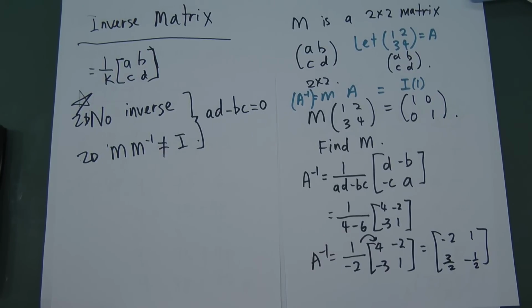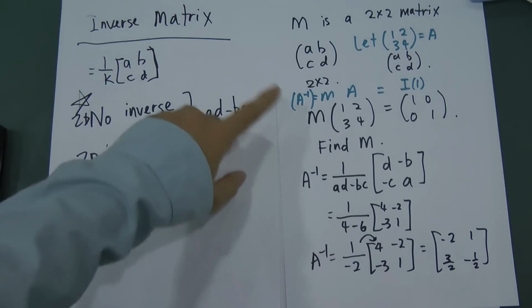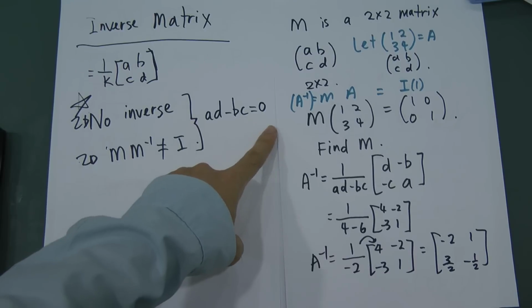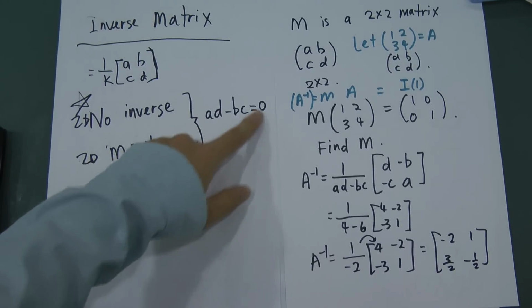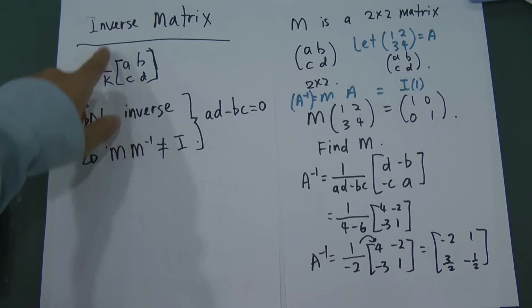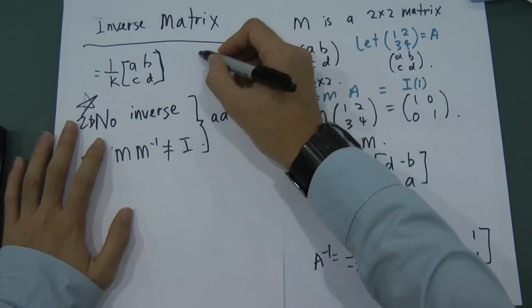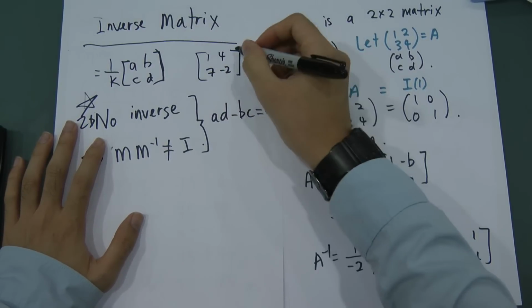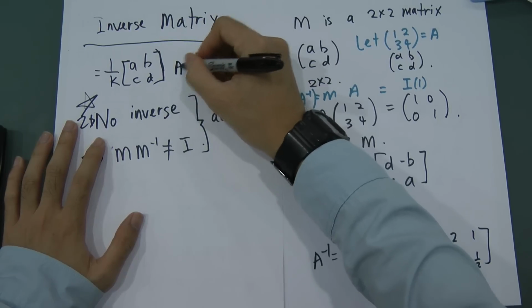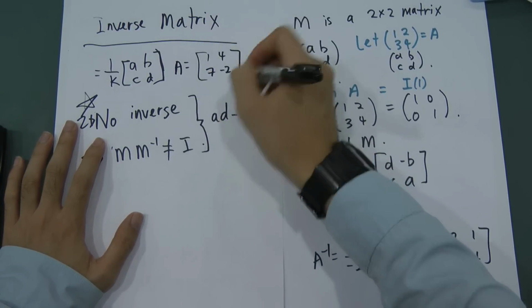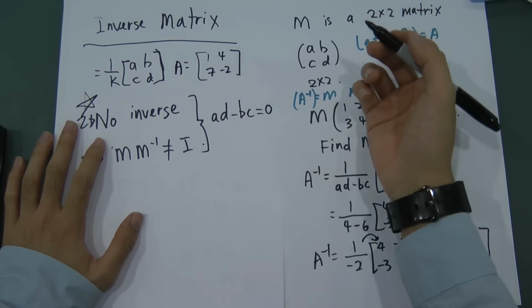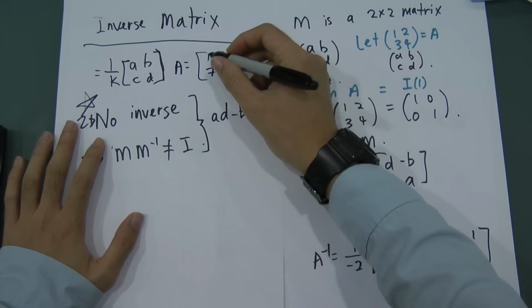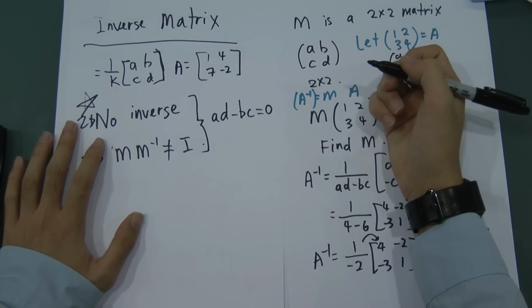This is one of the information you have to memorize and understand. If you do not understand, never mind, but make sure whenever he says no inverse, you write AD minus BC equals 0. Where does this information come from? From your matrix. Let's say he gives you 1, 4, 7, negative 2. I call this A. Then he says the matrix A has no inverse. If it has no inverse, that means AD minus BC equals 0.